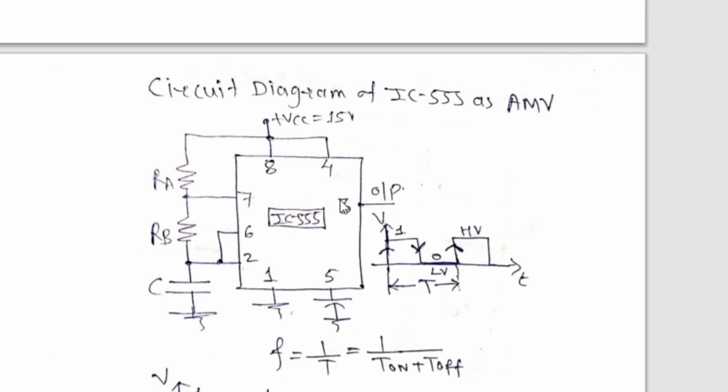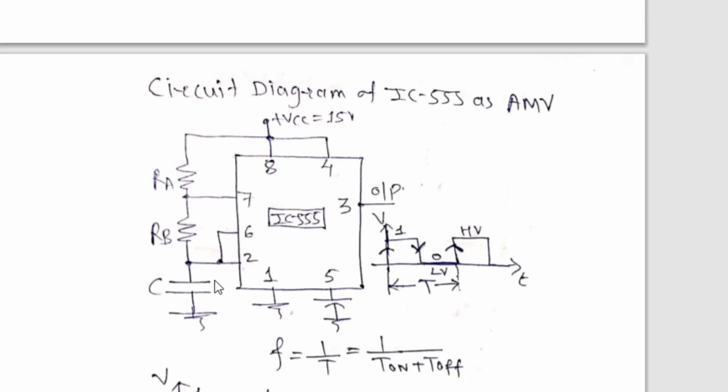Therefore, to change the output of the flip-flop, we must change the inputs of the flip-flop R and S, and to change the inputs R and S, we must change the output of the comparator in the form of high voltage or low voltage. Therefore, in this circuit diagram, the externally connected capacitor C is charged through RA and RB when the power supply is connected.